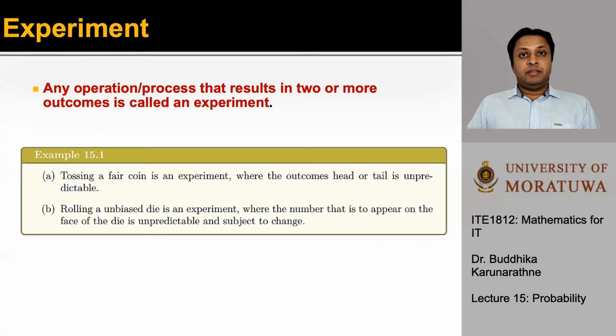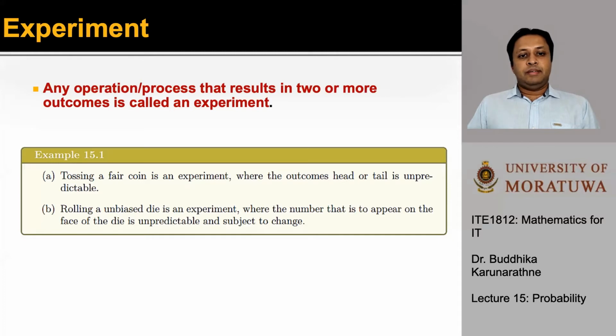We will start with getting to know the terminology. First, what we call an experiment. This is an operation or a process that can result in two or more outcomes. This is what we identify as an experiment. Some examples are provided here.